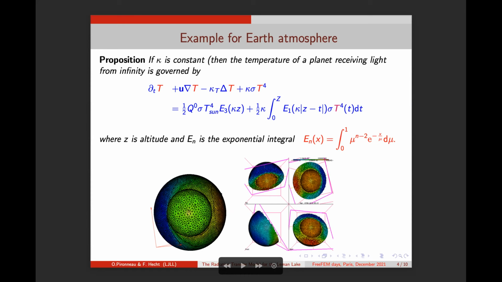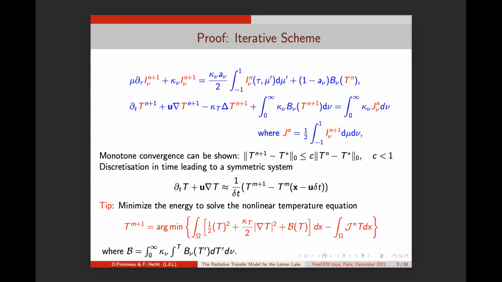So now, a little bit about the numerical method. So in principle, the numerical method is simply to say, I know my temperature and I compute my intensities, and then I update my temperature with the temperature equation, knowing the intensities. This is a simple algorithm for which we have complete mastery of the convergence.